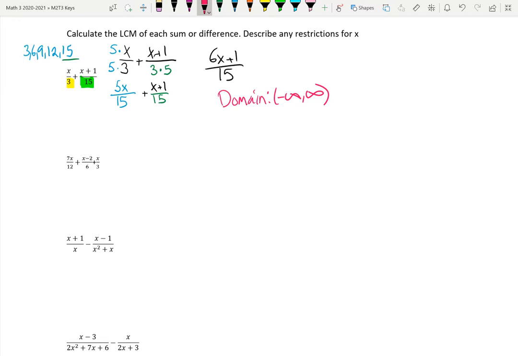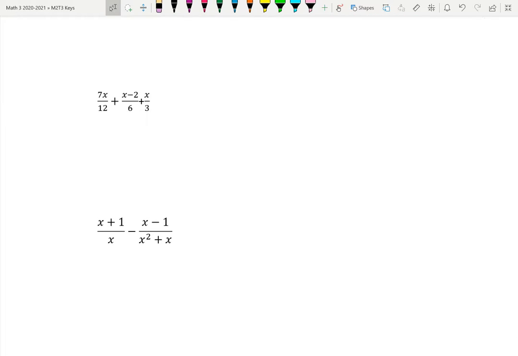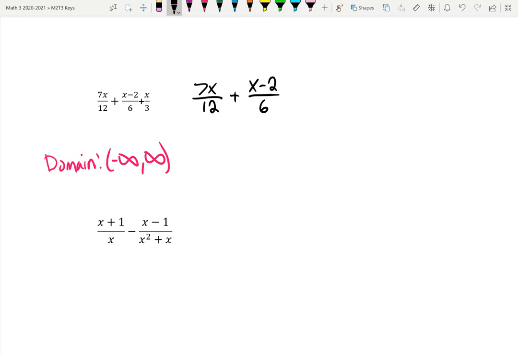Let's go ahead and take a look at another one. Remember, denominators, there are no domain restrictions. So the domain would be negative infinity to positive infinity. Now, I'm going to go ahead and represent this first one, 7x over 12 plus x minus 2 over 6. I am going to leave a gap plus x over 3.